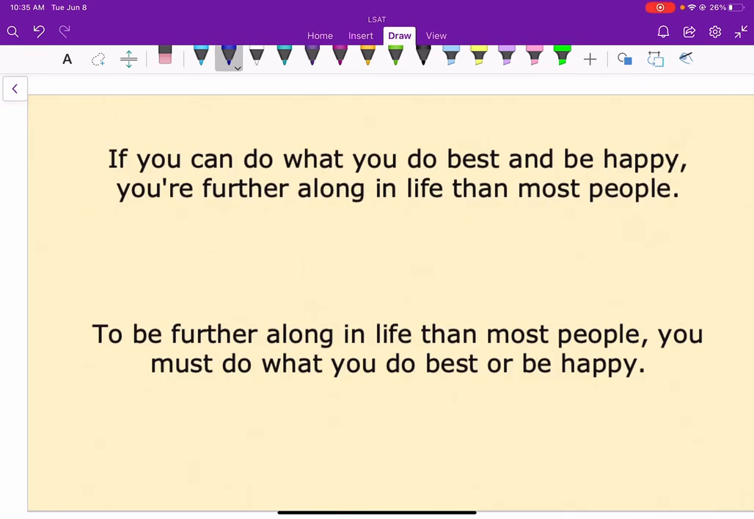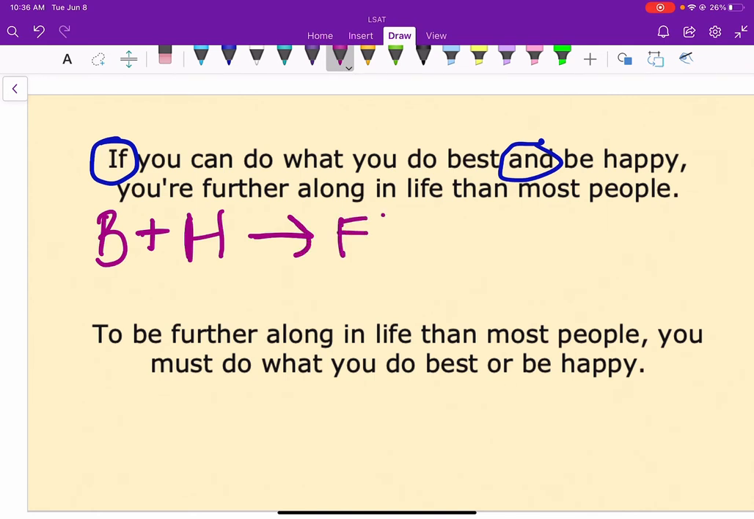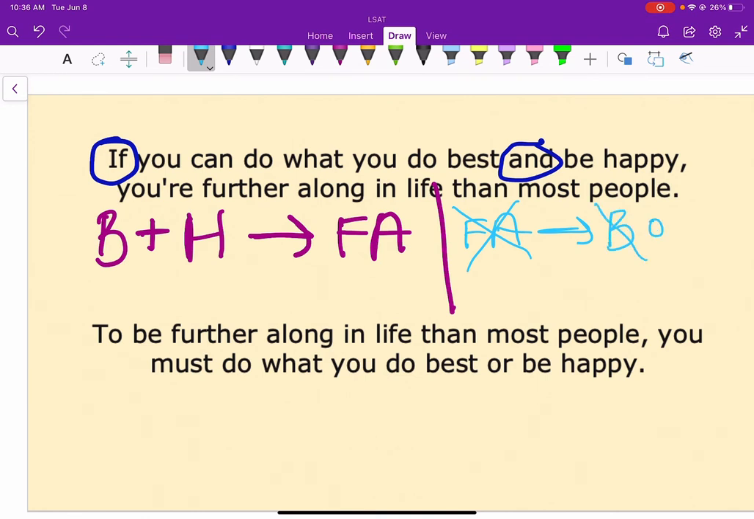All right, so for this last one, if is going to introduce our sufficient condition. So if you can do what you do best and be happy, you're further along than most people. So hopefully you diagram this one as if you can do what you do best and be happy, then you're further along than most people. And then hopefully for your contrapositive, you got that if you're not further along than most people, then either you are not doing your best or you're not happy.